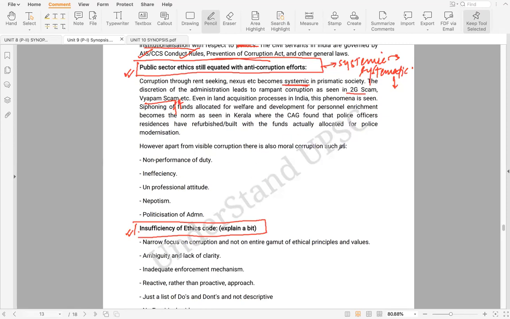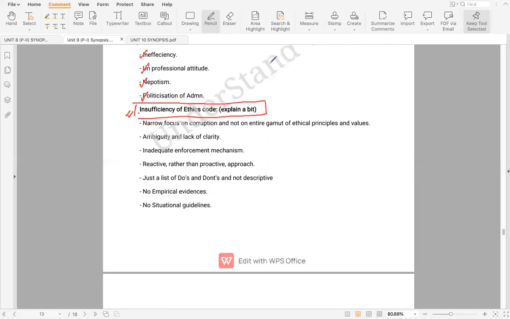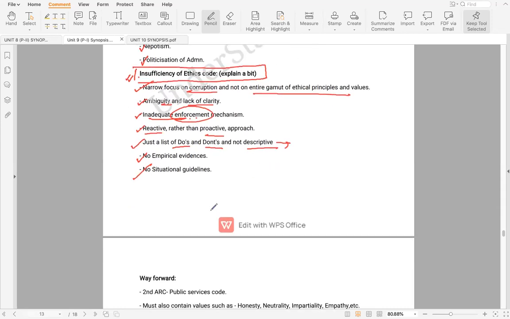However, apart from visible corruption, there is also moral corruption. Talk about the intangible aspects of corruption, such as non-performance of duty, inefficiency, unprofessional attitude, nepotism, politicization, etc. Insufficiency of the ethics code: a narrow focus on corruption rather than an entire gamut of ethical principles and values, ambiguity and lack of clarity, and you are not giving them adequate enforcement mechanisms. It is reactive rather than proactive. It's just a list of do's and don'ts, and it is not as descriptive as it should be, catering to the situations. There's no empirical evidence. There's no situational guidelines. Also talk about how it has less focus on other things as well.